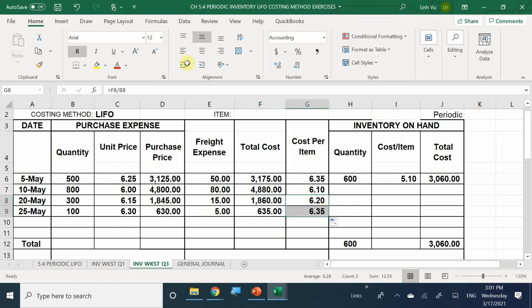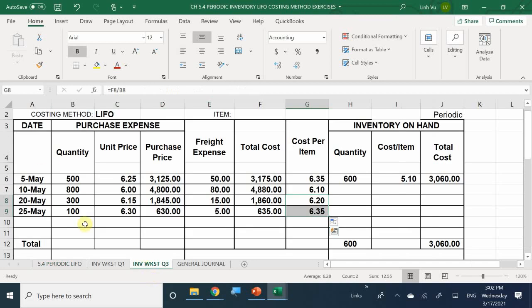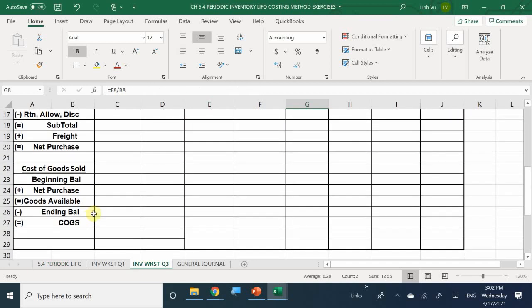Last but not least, what happened on May 31st? You had an inventory check. Someone physically counted, and you have 400 units on hand. Okay, so I'm going to make a note down below that I should have 400 as my ending inventory.